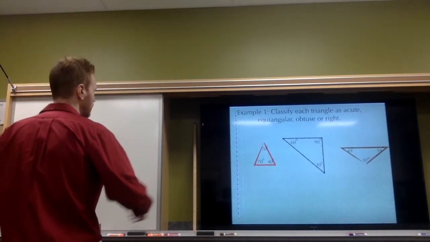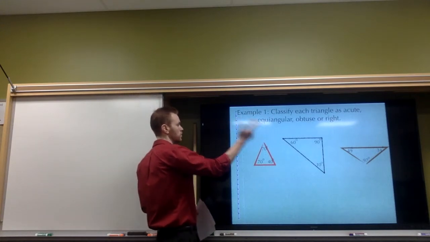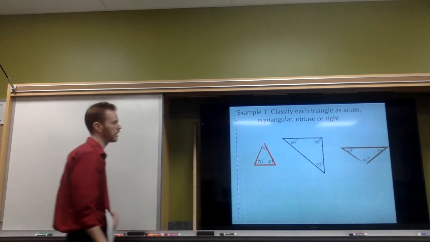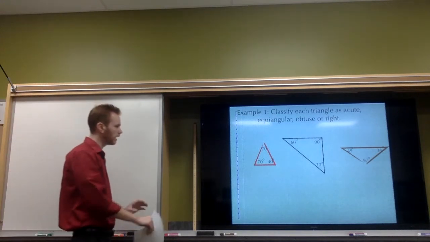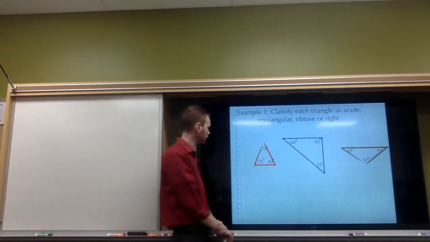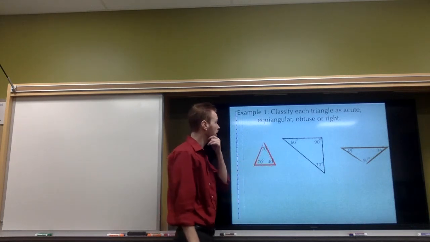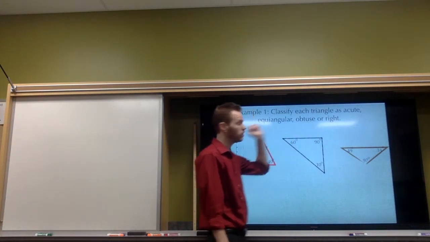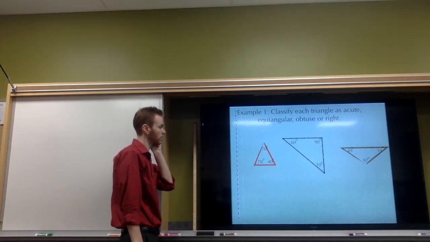So for our first example, classify these as either acute, equiangular, obtuse, or right. So we have three options there. Let's see the first triangle. If I take a look at it, I can see that all the angles are less than 90. So that classifies it as an acute triangle.